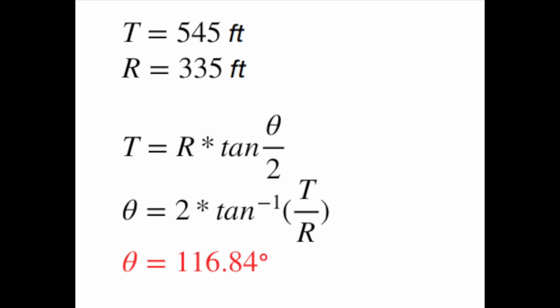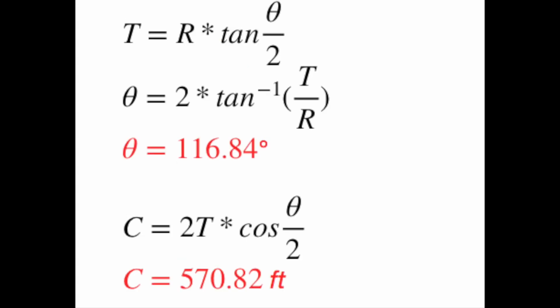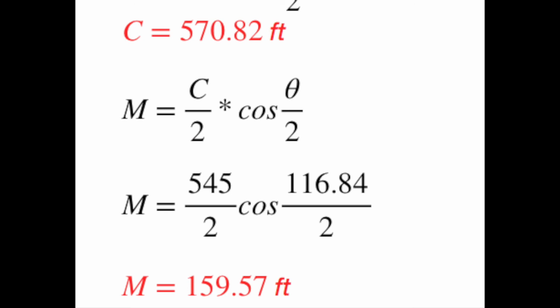We are given the tangent length and we are given the radius length. So what we do, plug into the equation, T equals R tan theta over 2. We solve for theta and we get 116.84 degrees. Next we solve for the chord length using the equation 2t times cosine theta over 2. We know theta, we know tangent, and after plugging into the calculator we get chord length equals 570.82. And finally, solving for the middle ordinate, we use the equation c over 2 times cosine theta over 2. Theta is in degrees. We know theta. We know c. Solving for m, we get 159.57 feet.